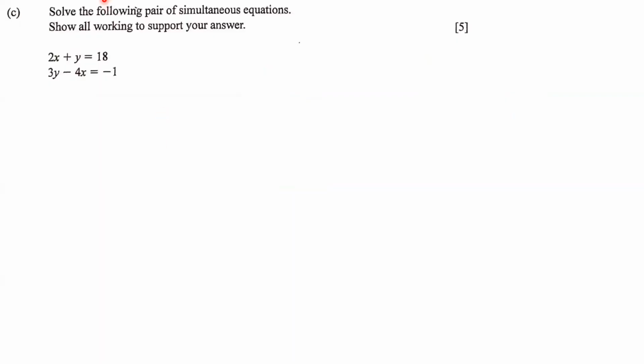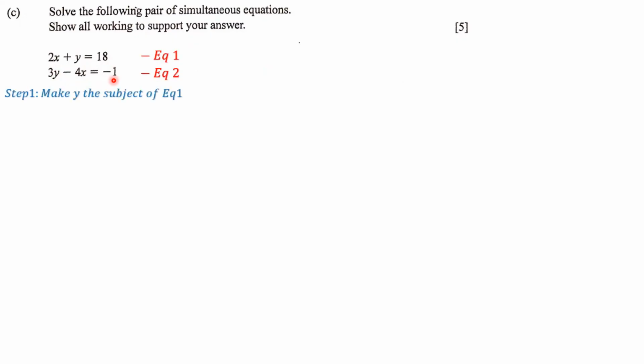Here we have a simultaneous equation. It says solve the following pair of simultaneous equations. Show all working to support your answer. Here we have 2x plus y is equal to 18, and we have 3y minus 4x is equal to -1. We're going to call the first one equation 1, and we're going to call the second one equation 2.